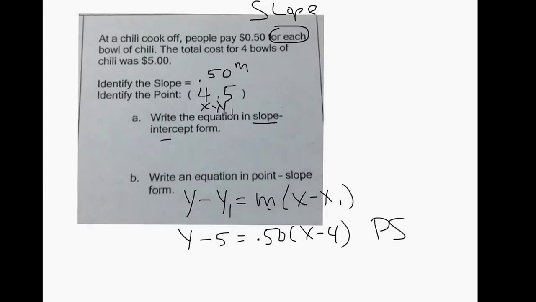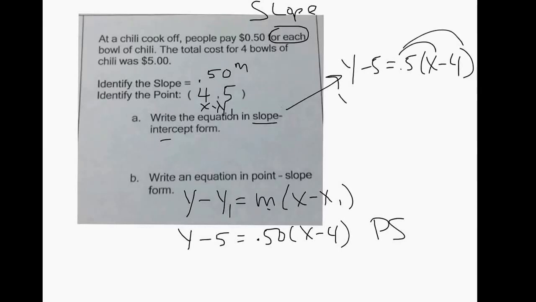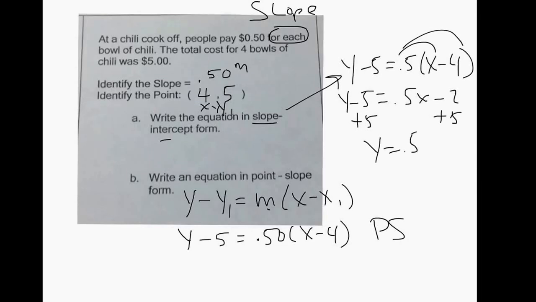To get to slope intercept form, we have to go ahead and solve that. So I'm going to do slope intercept form here. y minus 5 equals 0.5 times x minus 4. So y minus 5 equals 0.5x, half of negative 4 is negative 2, plus 5 to both sides, y equals 0.5x. Negative 2 plus 5 is $3.